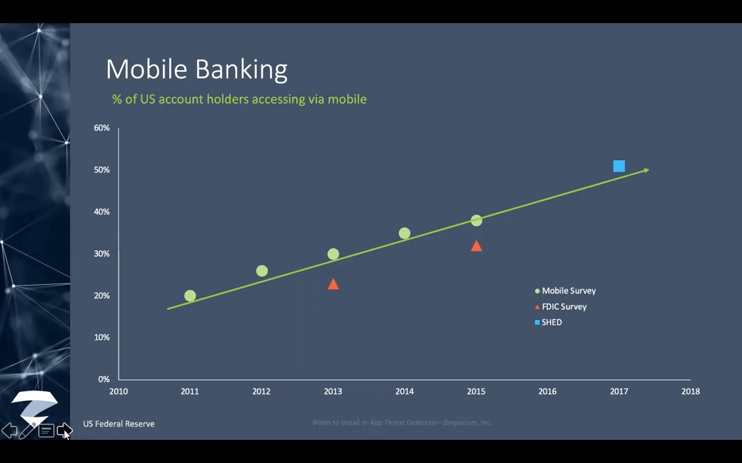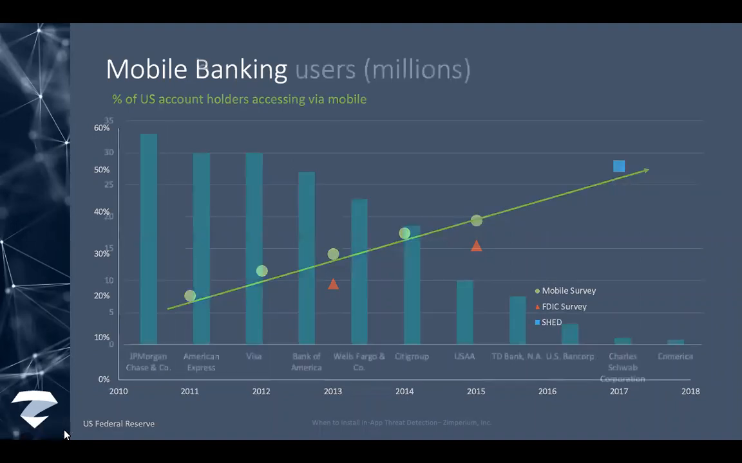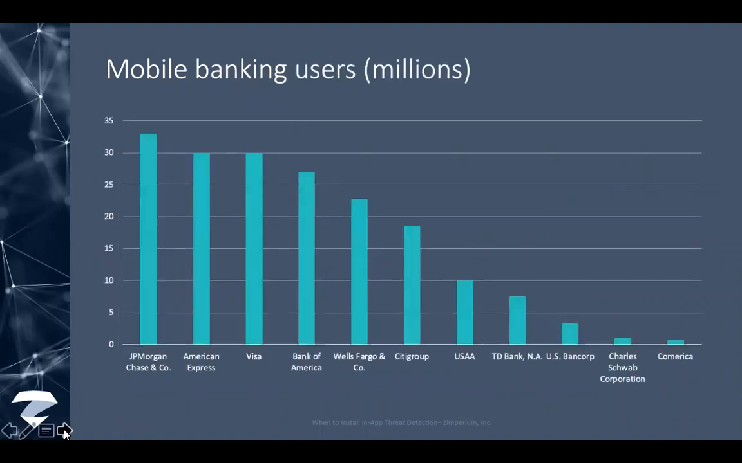But mobile banking, so you can look through here, 2011 through 2018. More than half of the account holders in the US access their bank via a mobile device. I don't know if you do this, I do this. It's really convenient, especially if someone from decades ago sends me a check, I take a picture of it and deposit it. So you may see your bank here on the bottom.